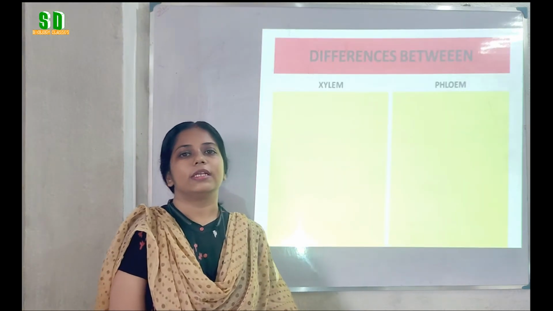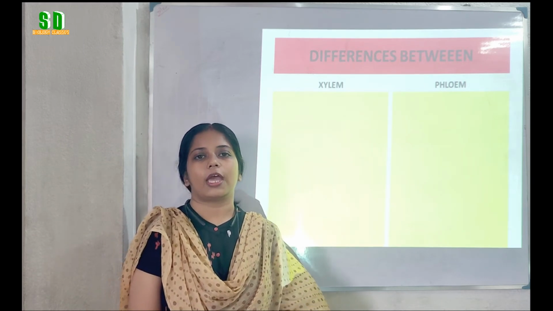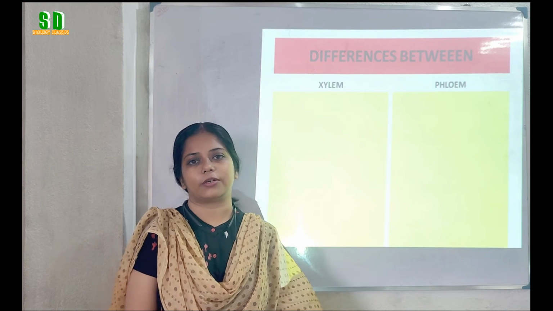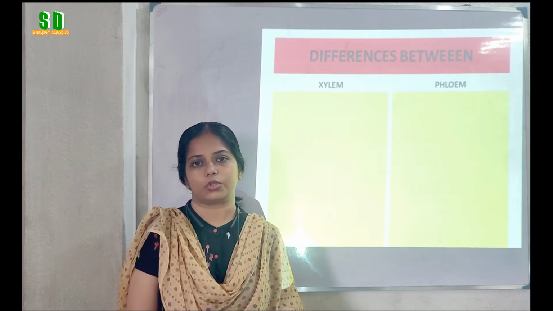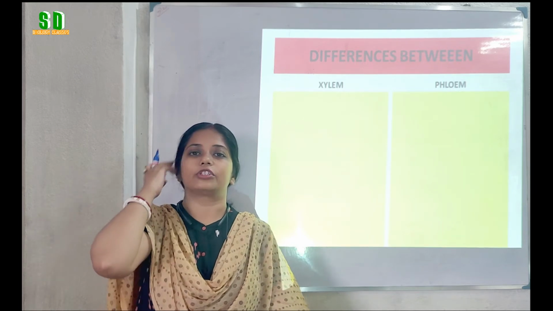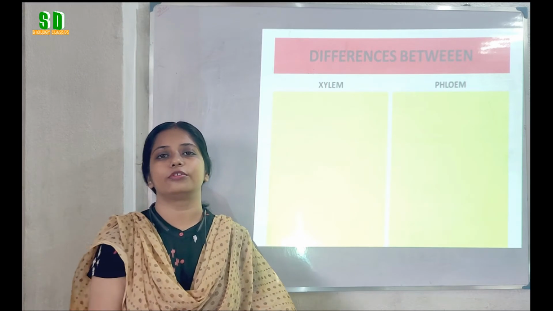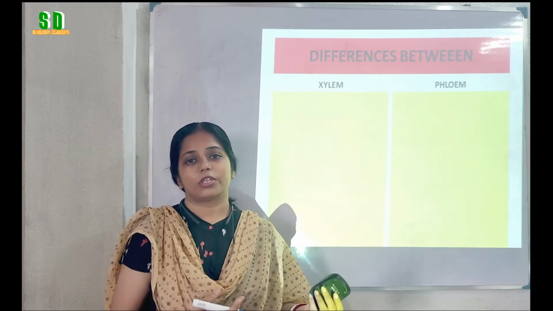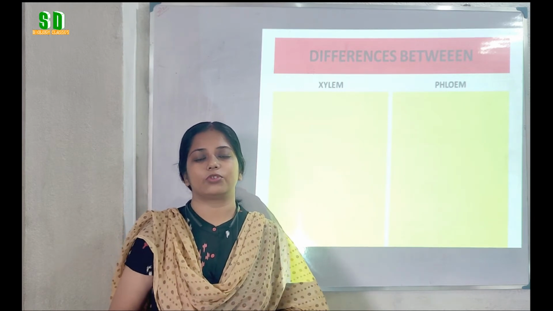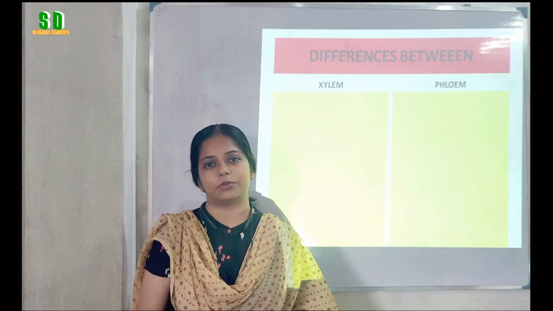So students, till now we have learnt about the different components of the phloem tissue, and also in the last video we have learnt about the different components of the xylem tissue, and we have learnt their functions also. Now what is the main function of the phloem tissue? The main function of phloem tissue is the conduction of food materials from the leaf to different parts of the plant. Now we are getting some differences between the phloem and the xylem tissue, two types of complex permanent tissue.